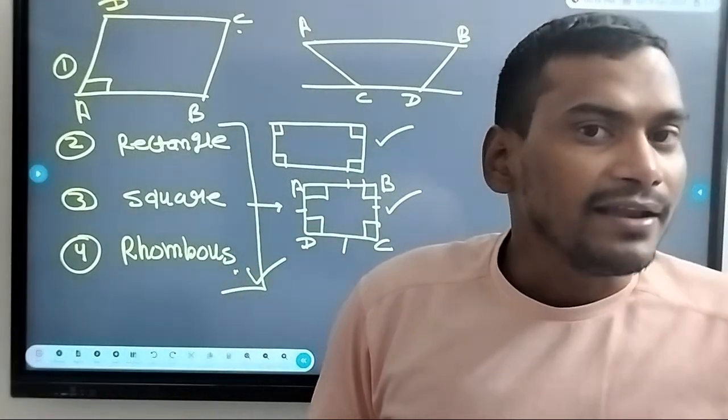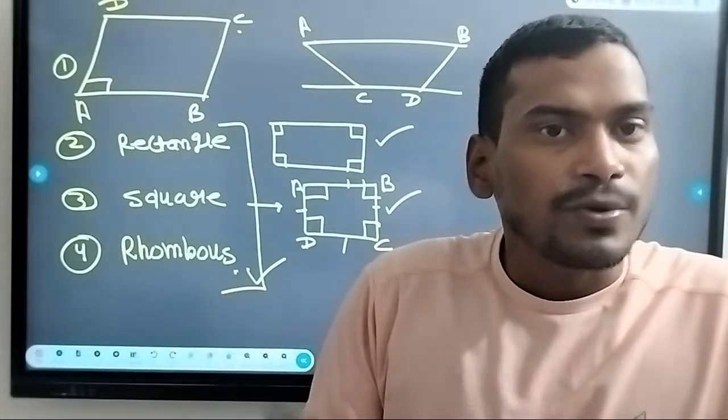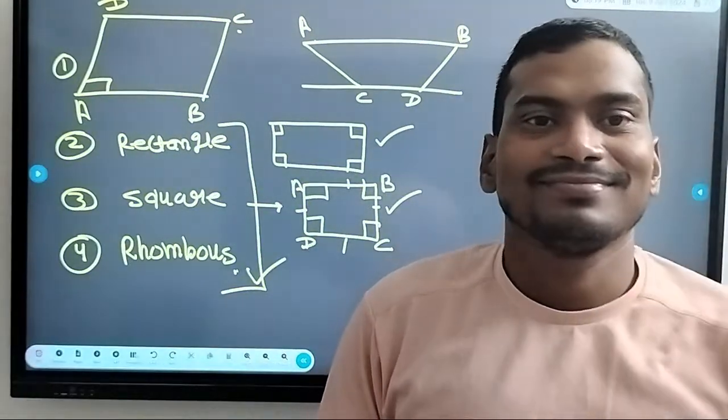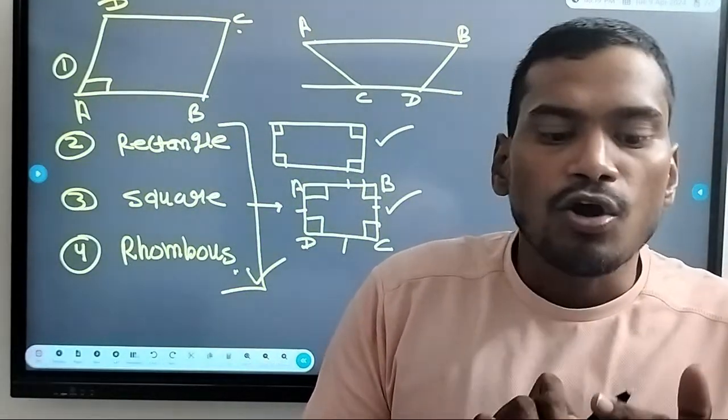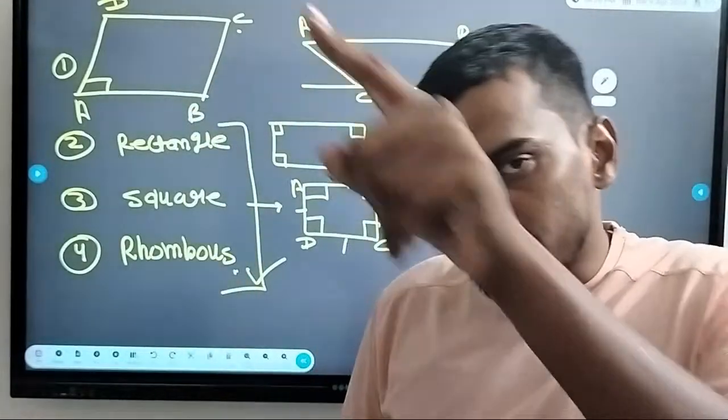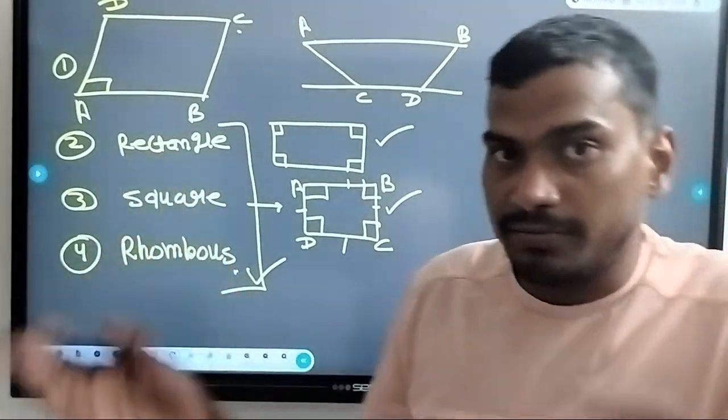Okay, so can we say all rhombuses are squares? Answer is no. Can we say all rhombuses are rectangles? Again the answer is no, because the rectangle's property is 90 degrees.